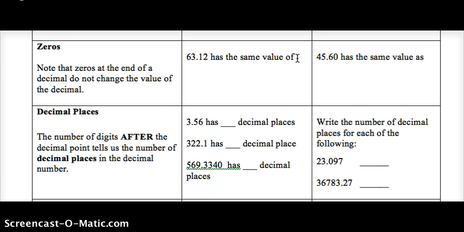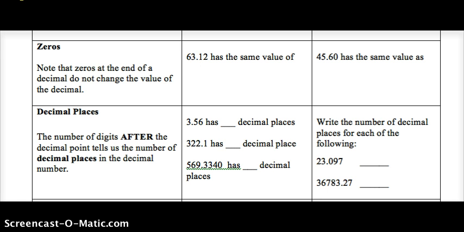I'm going to show you a whole number, for example. Let's say we've got 27 and I put a 0 on the end. 270 is very different to 27, and so is 2,700. It's very different to 27. So zeros on the end of whole numbers change the value of the whole number. However, zeros at the end of a decimal do not change the value of the decimal.